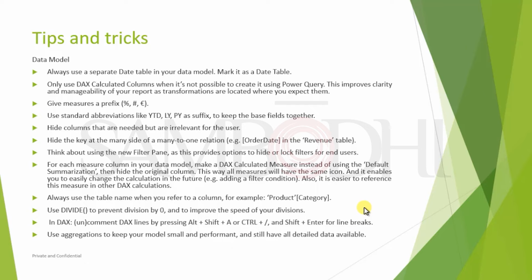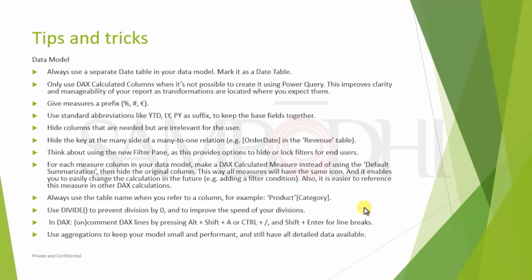Also give a prefix to all your measures just to distinguish them from the columns, table names, etc. If you follow a standard pattern of prefixing your measures with some identifier or a symbol, it becomes easier to look for those measures in one go in the search bar of your data source. Then use standard abbreviations like YTD, LY, PY, which stand for year to date, last year, previous year, etc., to keep these base fields together. If you use them, it is simpler for you to manage.